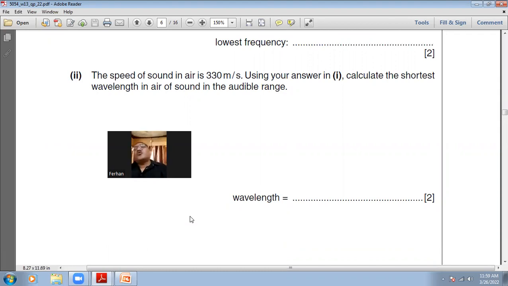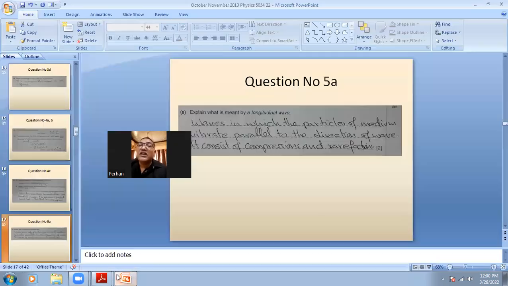Okay, so very simple. We know that v equals f lambda. If you want to find the shortest wavelength, lambda will be equal to v divided by the frequency, because the velocity will be the same for the sound, and you want the shortest lambda. Lambda is equal to v divided by the frequency. The frequency should be largest. Let me show you. Then you will have the smallest wavelength.